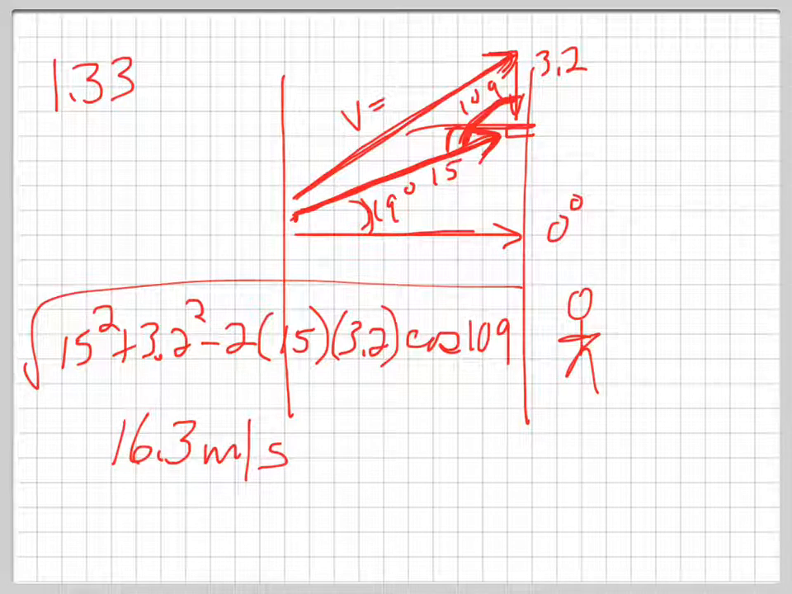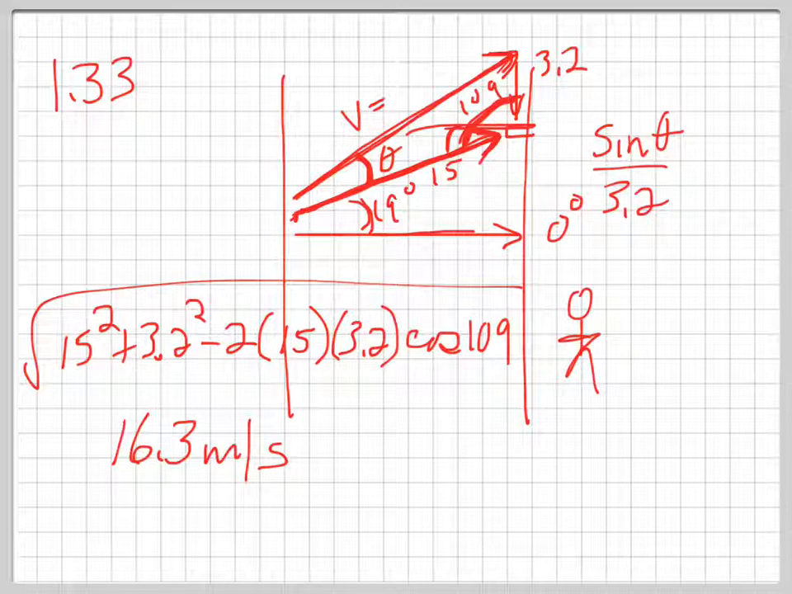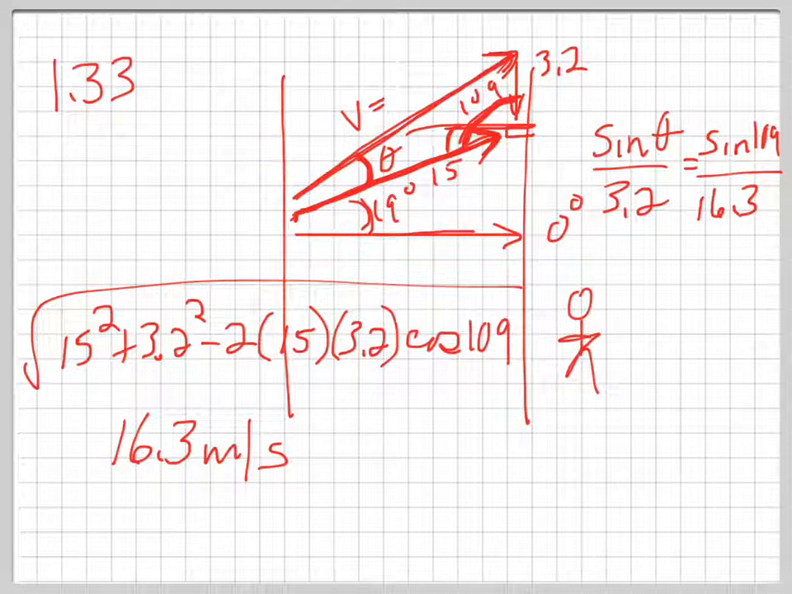Okay, I need to figure out where I am on this river. So I want to figure out this angle here, theta, and I can use the law of sines. Sine of that angle over the opposite side, 3.2, equals sine of 109 over 16.3, what I just figured out. So sine of 109 times 3.2 divided by 16.3, then inverse sine, and I get 10.6 degrees.